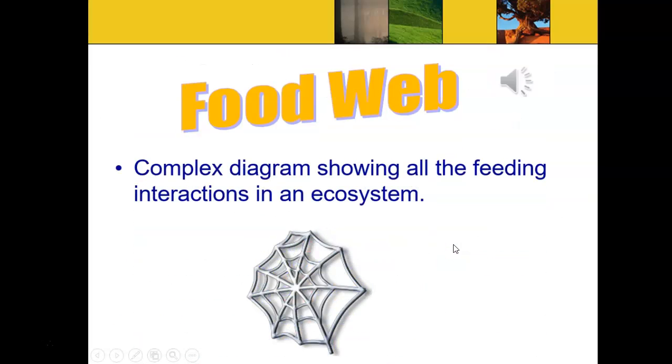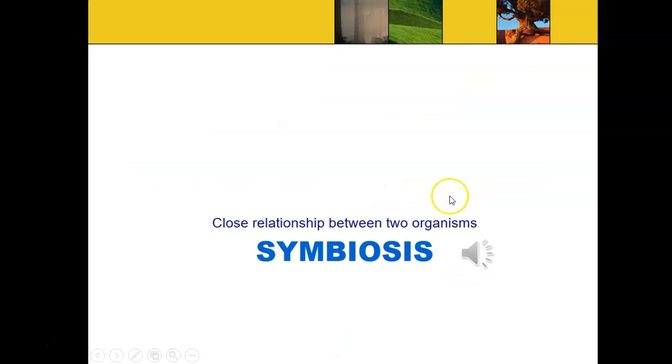Food webs are a much more complex picture or diagram of an ecosystem and how energy flows, because obviously organisms don't just eat one thing. They eat a lot of different things, and they're interacting with different organisms in terms of eating and being eaten by. And so food webs are just a better description of what's happening.